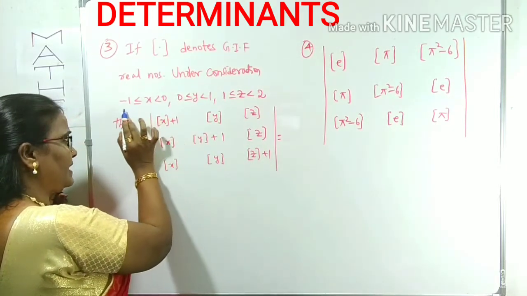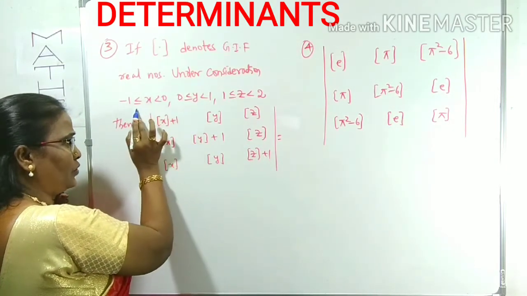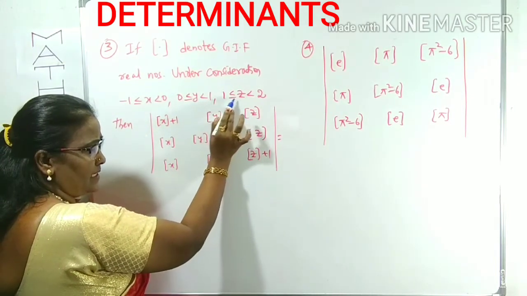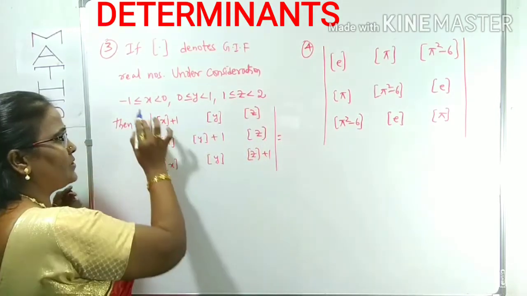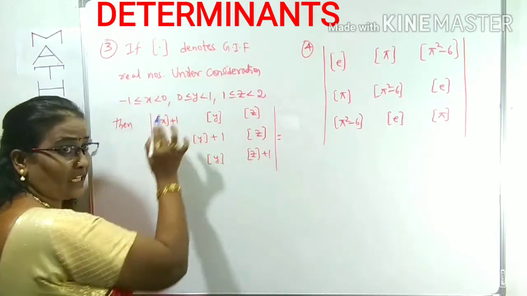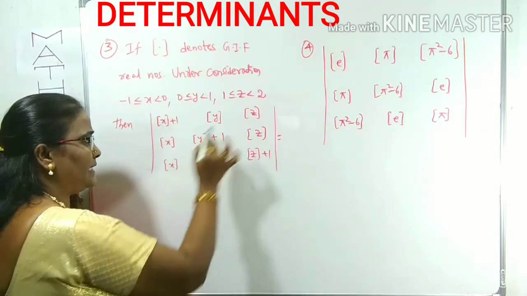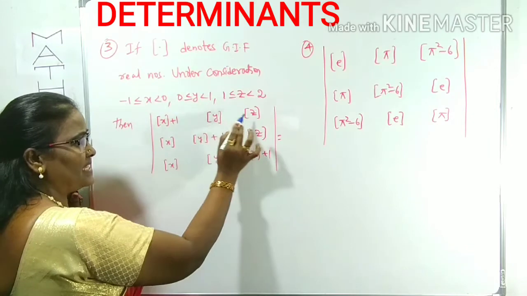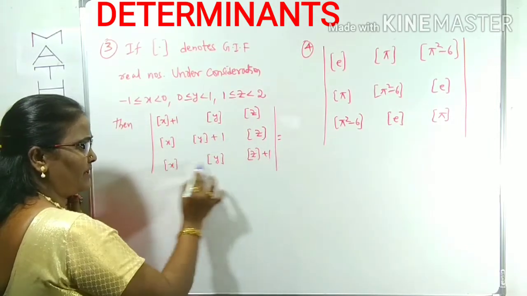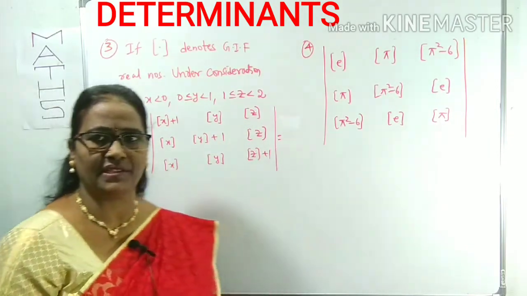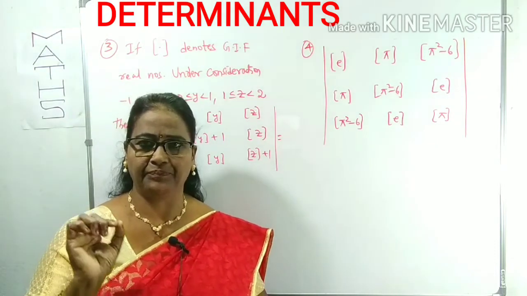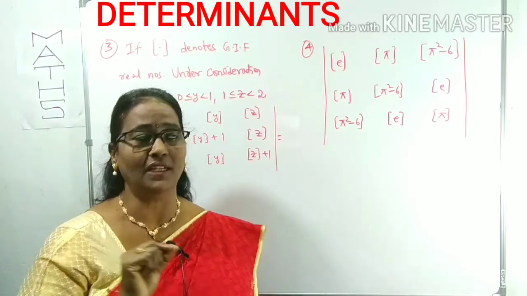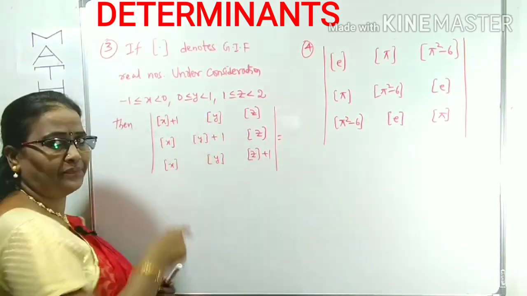Here, x ranges from -1 to 0 including -1. y ranges from 0 to 1 including 0. And z ranges from 1 to 2. So the ranges of x, y, z are given. And also he is asking for the determinant of step x plus 1, step y, step y, step z. In the same way, some other elements in terms of step x, step y, step z are there. What are the values of step x, step y, step z? You have to know first of all according to the given values.